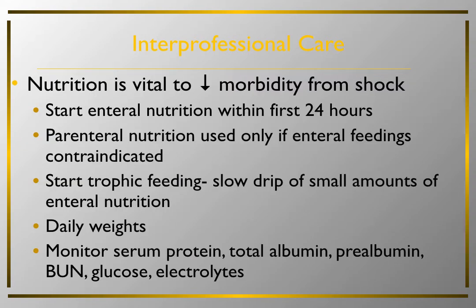Protein-calorie malnutrition is one of the main manifestations of hypermetabolism in shock. Enteral nutrition should be started within the first 24 hours. However, full calorie replacement is not recommended for previously well-nourished adults early on in critical illness. Generally, though, parenteral nutrition is used only if enteral feedings are contraindicated. So start the patient on trophic feedings. This is defined as a slow drip of small amounts of enteral nutrition at maybe 10 mils an hour.